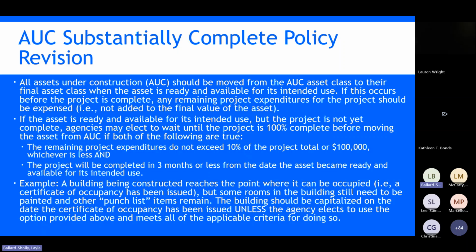But with a capital project or other projects, if this occurs before the project is fully complete, any remaining project expenditures for that project should be expensed and not added to the AUC or final value of the asset.